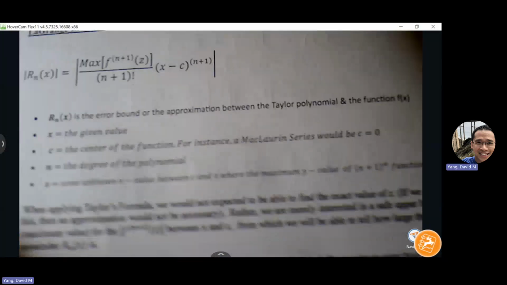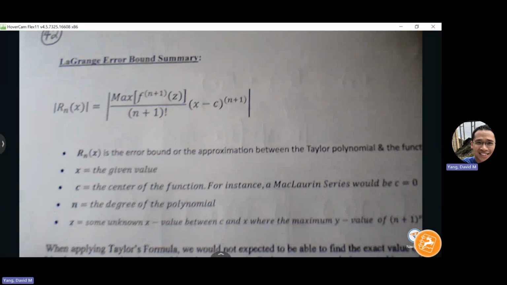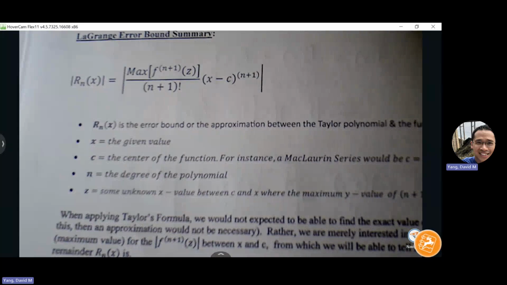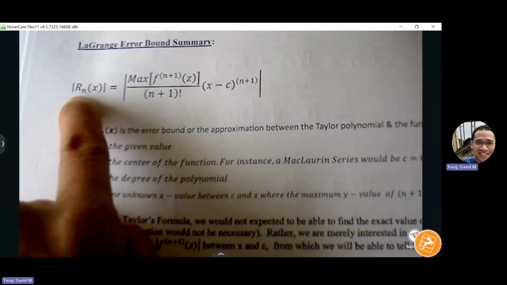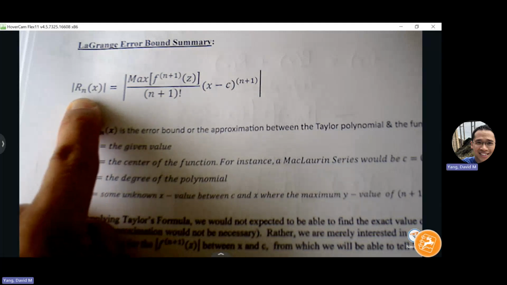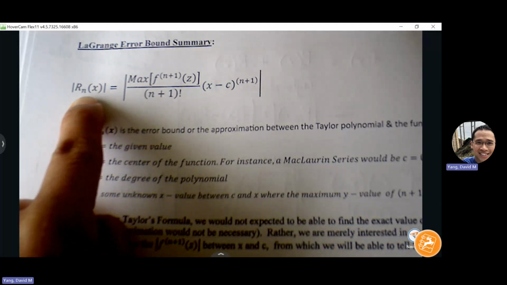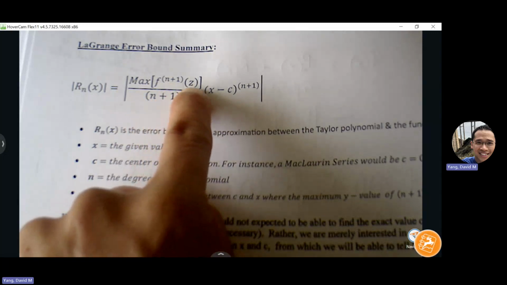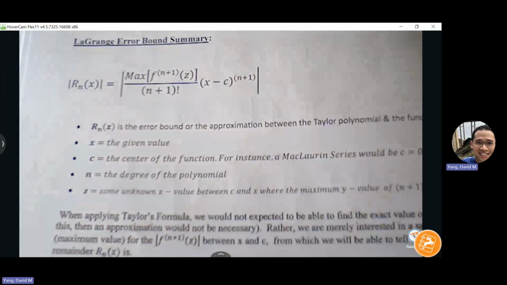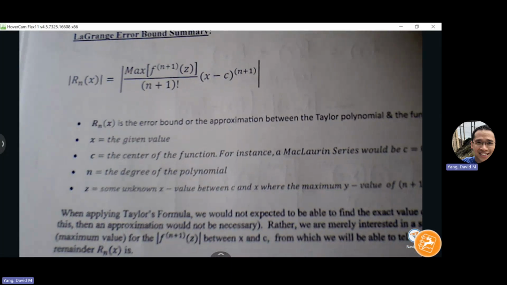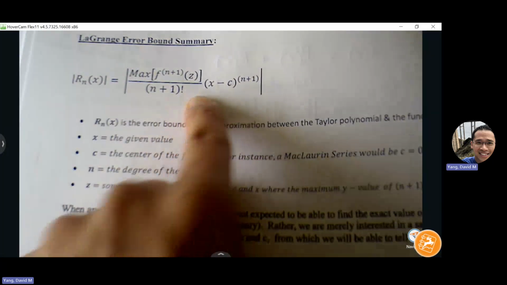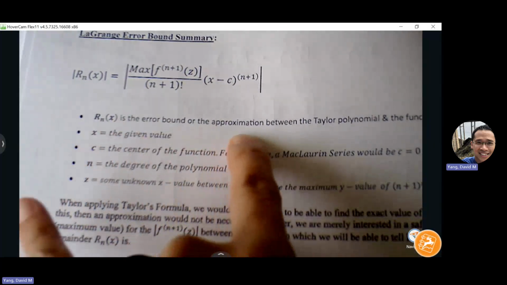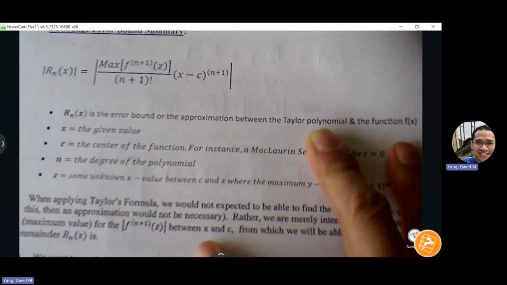So there's a lot of variables here, so I just want to do a quick summary. We can always refer back to this as we work through more problems. Again, the nth degree remainder is going to be the maximum of the n plus first derivative evaluated at z. We don't know what that z is, but we're just going to find the maximum that this can be to create that safe upper bound, over n plus 1 factorial times x minus c to the n plus 1. So our R n of x is the error bound, or the approximation error between the Taylor polynomial and the function f of x.